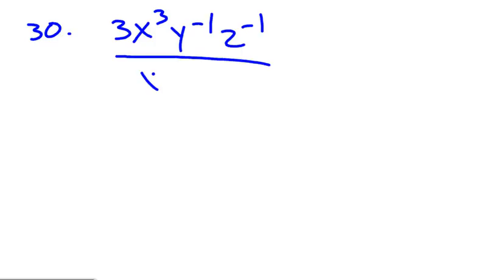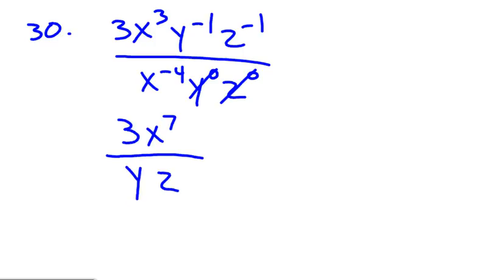All right, number 30. 3x to the third, y to the negative 1, z to the negative 1, over x to the negative 4th, y to the 0, z to the 0. Okay, so lots of 0 exponents, so let's just get rid of those. That coefficient is the only coefficient, so it's just going to stay where it is. Quotient property right here, 3 minus negative 4 is the same as 3 plus 4, which is 7. So we'd have 3x to the 7th. That's going to need to be flipped to the bottom, and that's going to need to be flipped to the bottom. So y to the 1st, z to the 1st.